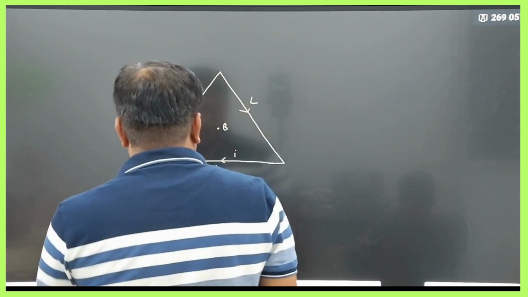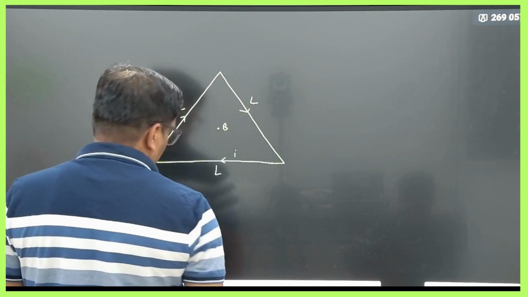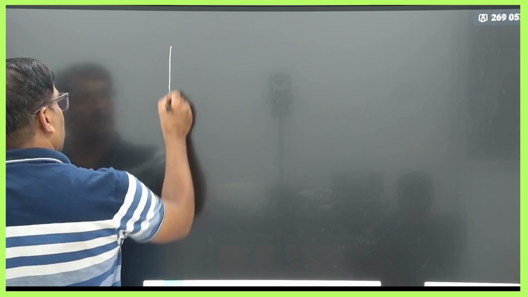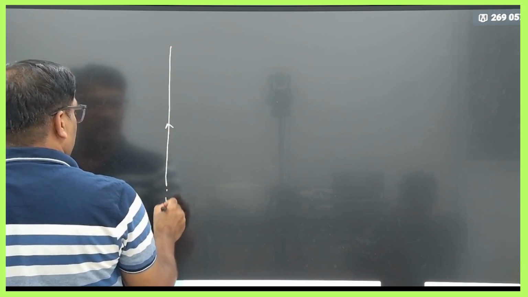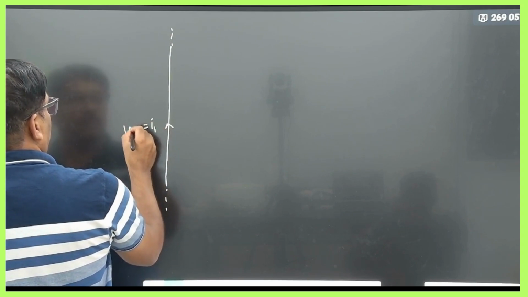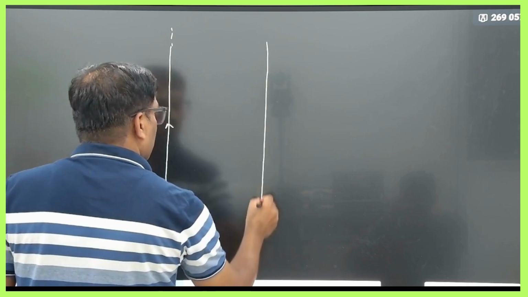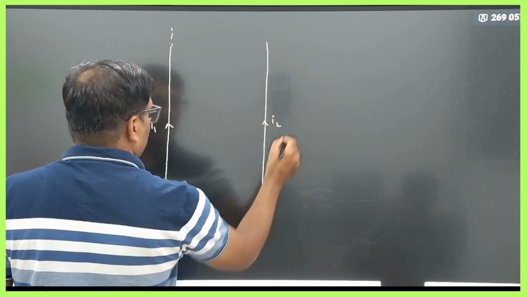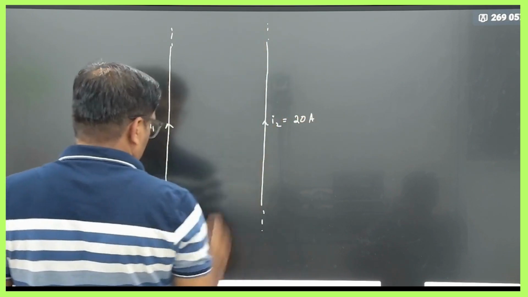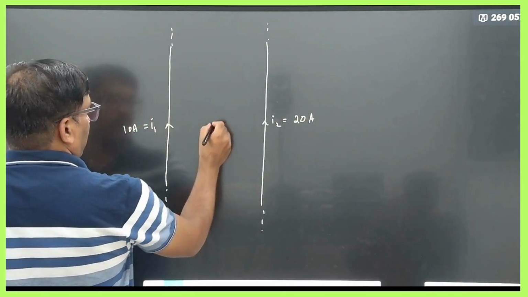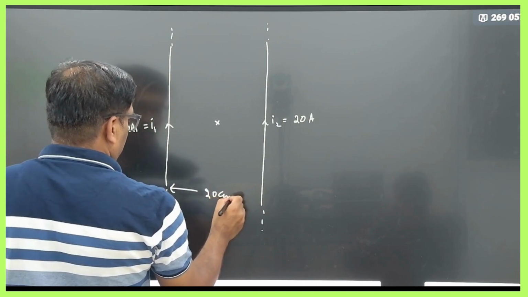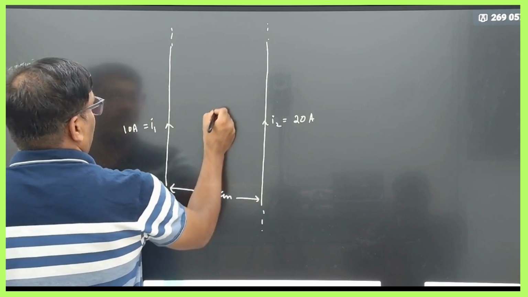Okay. Now we'll do one more question, one more concept. See here. Suppose one current is there, an infinitely long current carrying conductor. This is I1, let us assume 10 ampere. Here is also one more current carrying conductor, I2, suppose 20 ampere, infinitely long. Now we want to calculate the magnetic field at the midpoint. These two are separated by, suppose, 20 centimeter. So at the midpoint, this point, we want to calculate it, A.